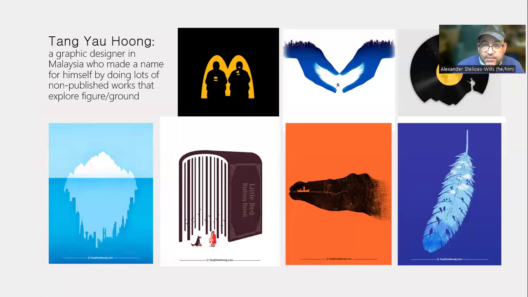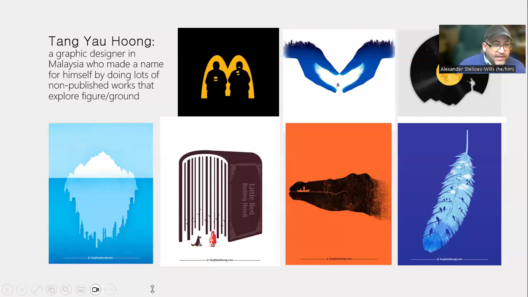So a really good example of this kind of playing with figure ground is the work of this young designer. I say young, he's probably in his late 30s by now, Tang Yao Hong, a Malaysian designer. When graduating from art school, he didn't immediately get a graphic design position. So he started to just make a portfolio, making work to try to sell himself. And he really enjoyed doing digital illustrations that are flips on figure ground play.